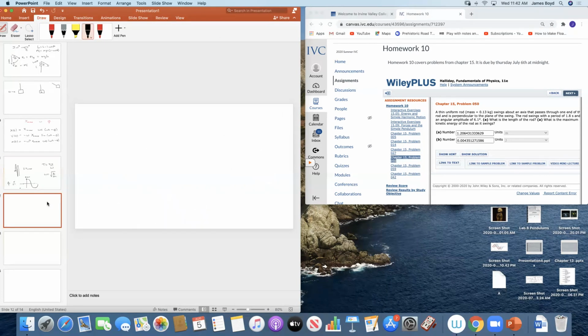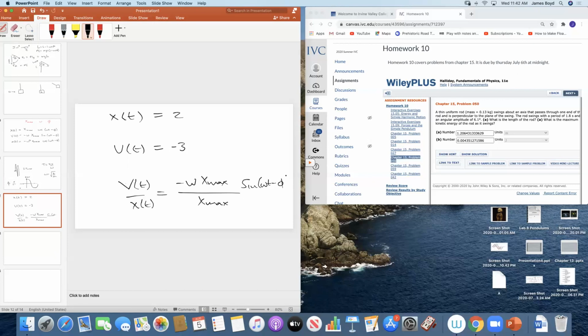Well, maybe not easy, but the other way that you can find phi is if you're given x at some time t, let's say it's 2, and v at some time t is like -3. You can put v over x, and that gives you negative omega x max sine omega t plus phi, or minus phi, I guess I should be consistent with myself, over x max cos omega t minus phi.